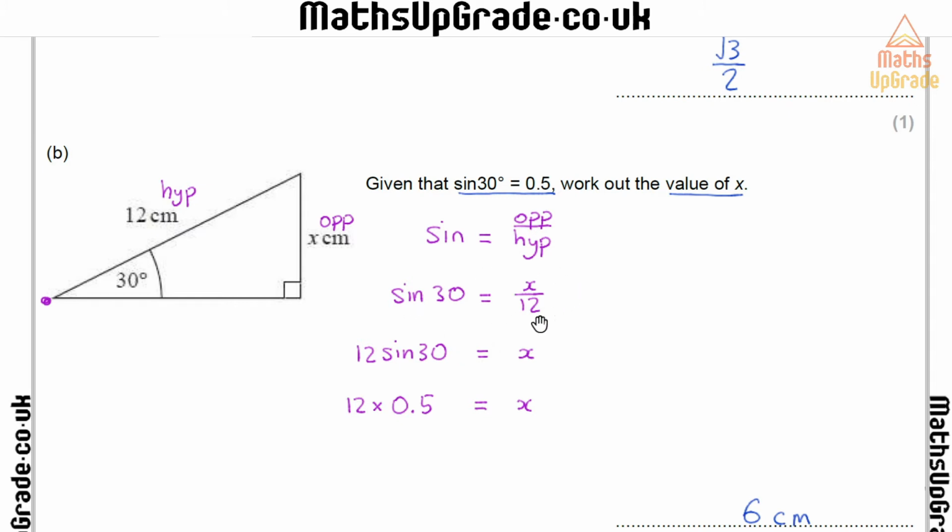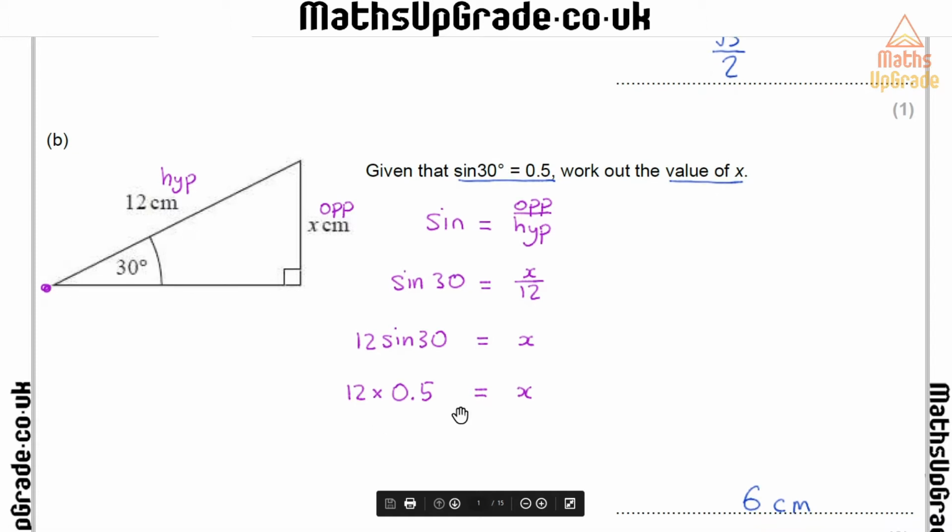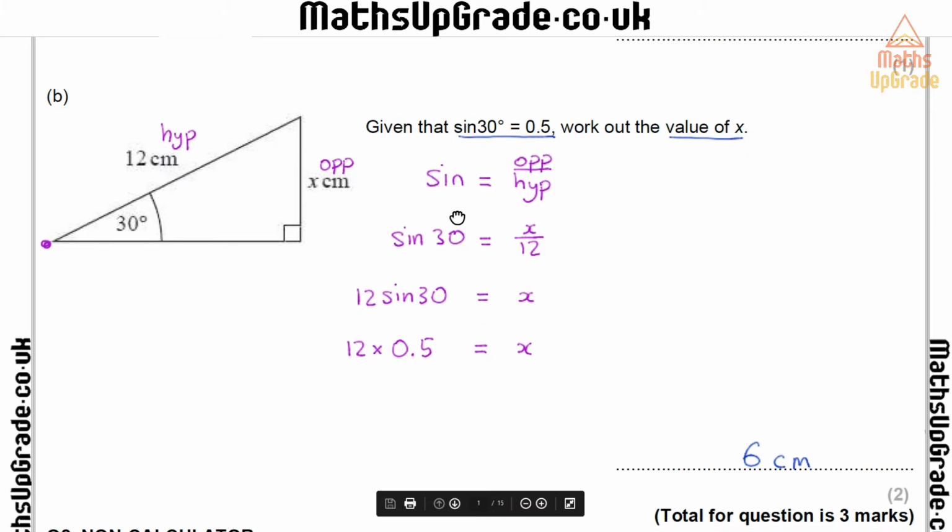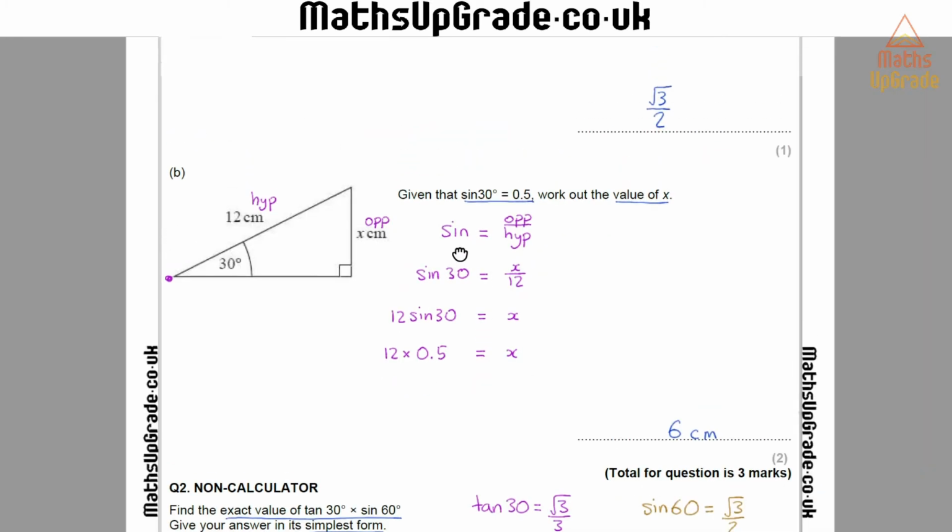If I rearrange this to make x the subject of that equation, then x equals 12 times sin 30, since I'm going to multiply both sides by 12. Substituting sin 30 equals 0.5 as given in the question gives me 12 times 0.5, which is 6. And the units here, since it's a length, are the same units given in the question, which in this case is centimetres. The whole question there is worth 3 marks.